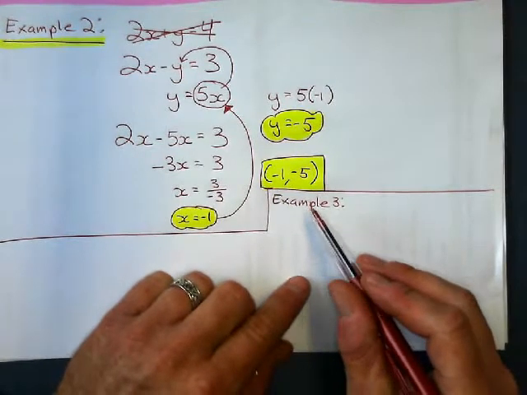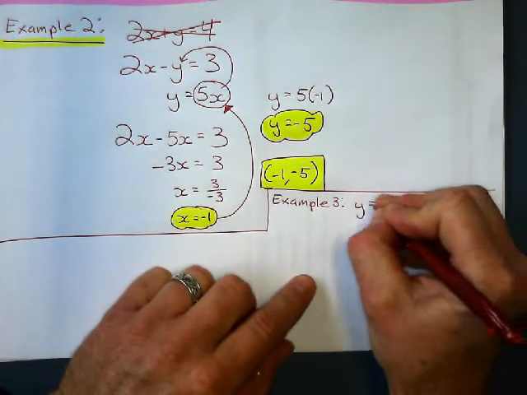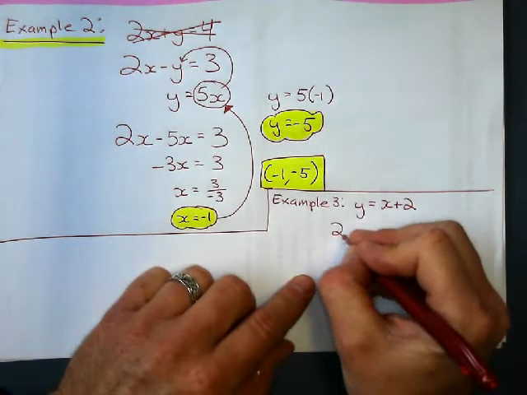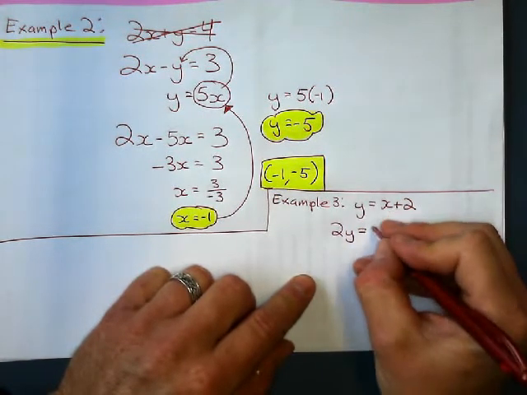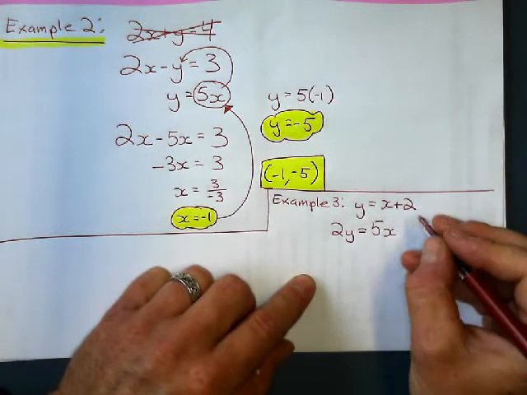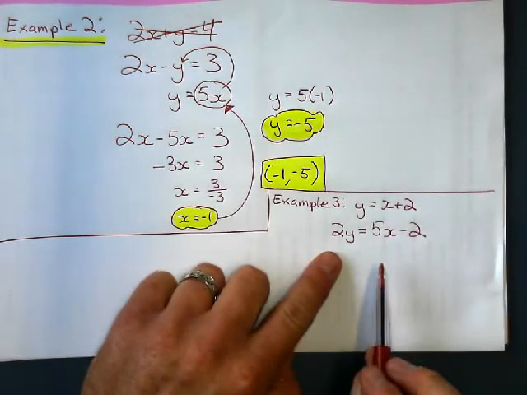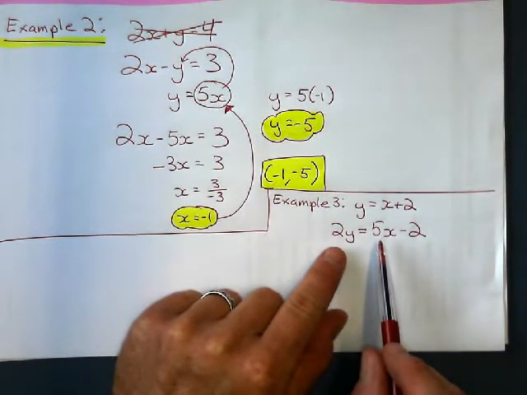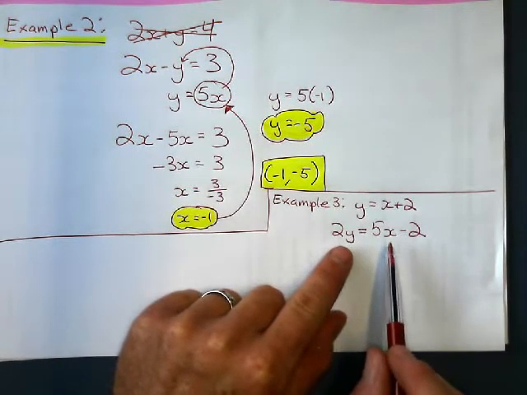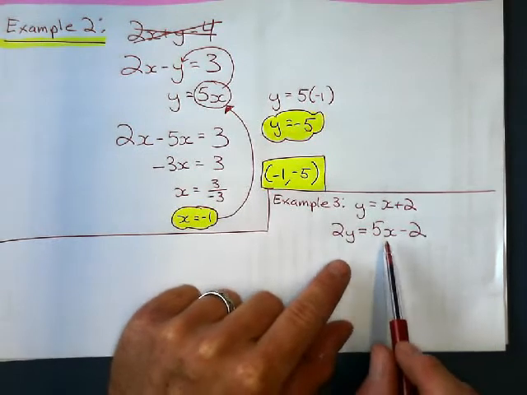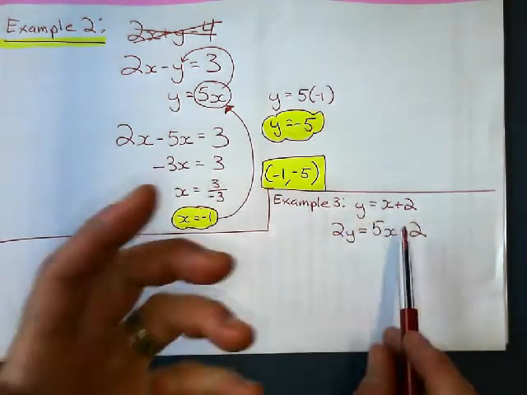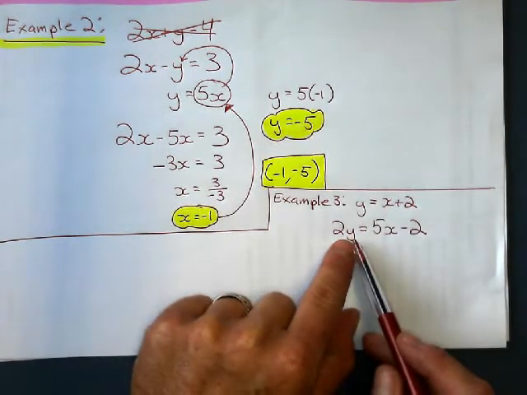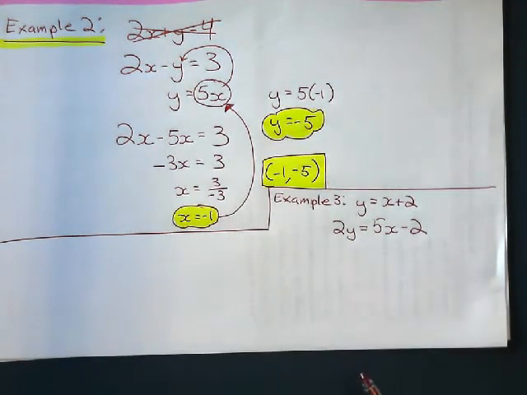Next example, we're going to have y equals x plus 2, and 2y equals 5x minus 2. Now I chose this example because this isn't necessarily standard form, but we're still going to be solving it with the substitution method. This is gradient-intercept form, but hopefully you can see that you're still going to take that expression for y that it equals and substitute it in right there.